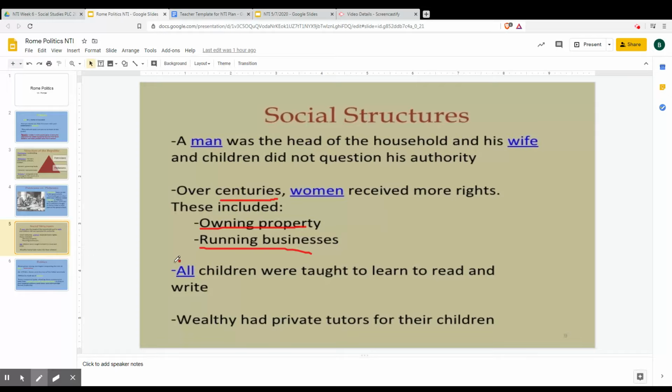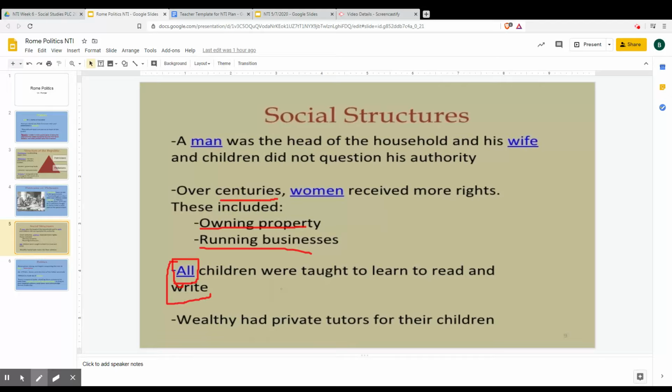One thing that we copied and is similar is all children were taught to learn to read and write. So in other societies in ancient times, like the Greeks, the girls may not have learned to read and write. They did the household chores, and it was the boys that learned how to do math and science and read and write. But for the Romans, all children were taught to read and write. So this is key, that they understood the importance of teaching all children.